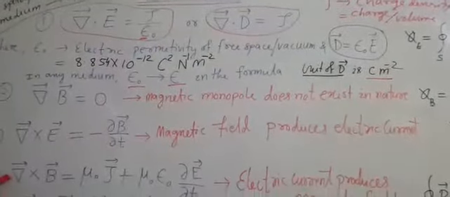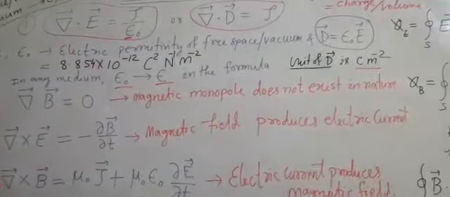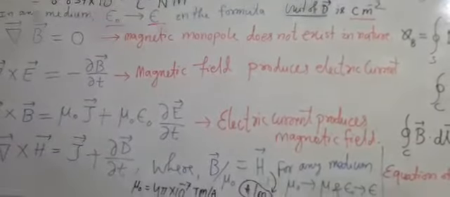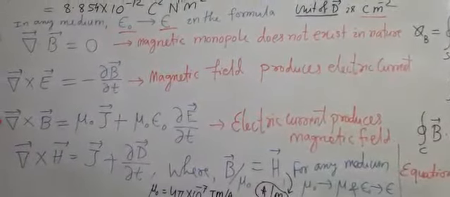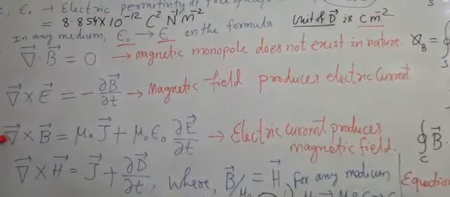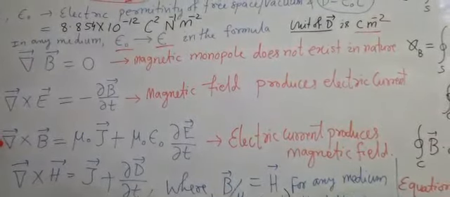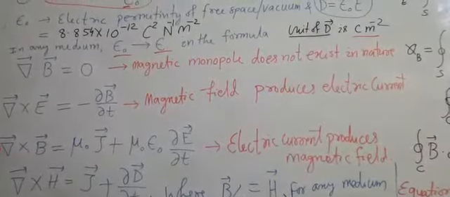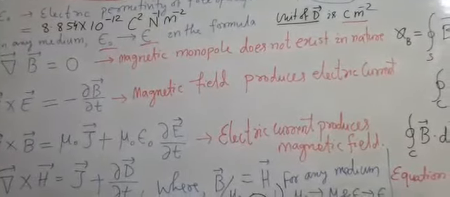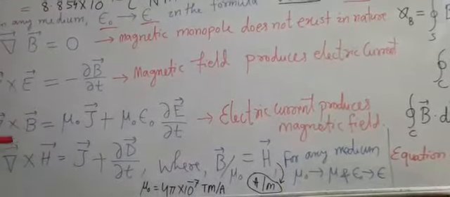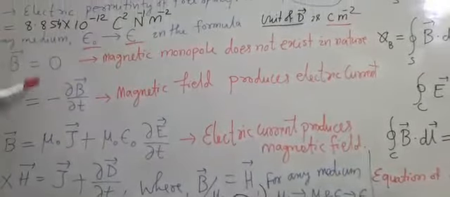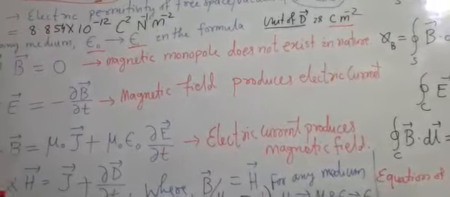Then come to the fourth law. The fourth equation comes from the Ampere-Maxwell law. Earlier it was Ampere's law only, then Ampere's law was modified by Maxwell, and that law is called the Ampere-Maxwell law. From the Ampere-Maxwell law, the fourth equation is derived. The derivation we have already discussed in our theory classes in the months of February and March. Here we only discuss the mathematical expression.